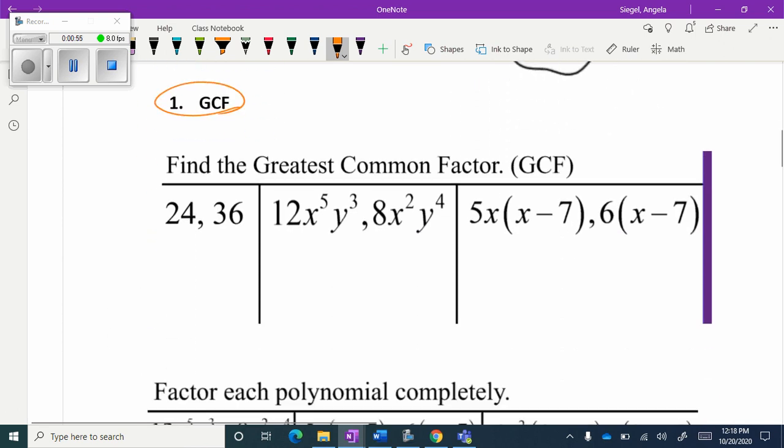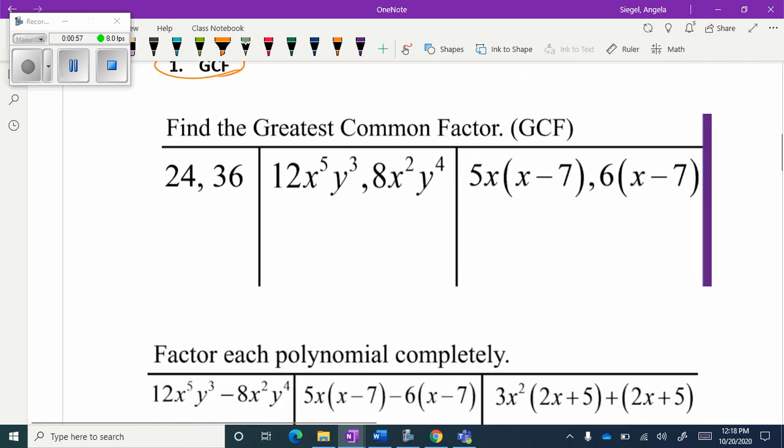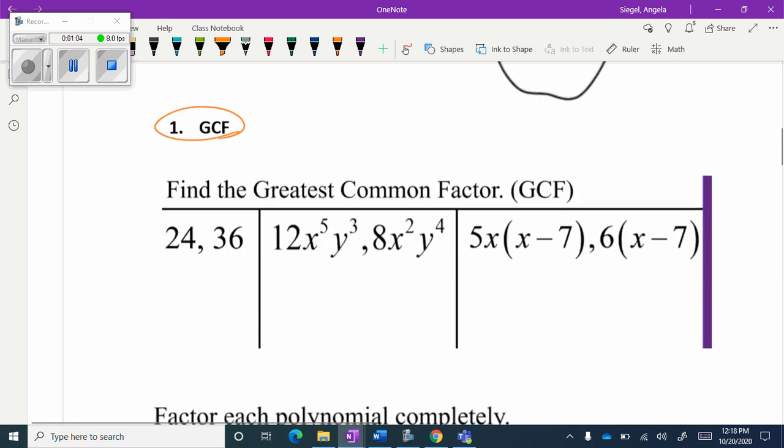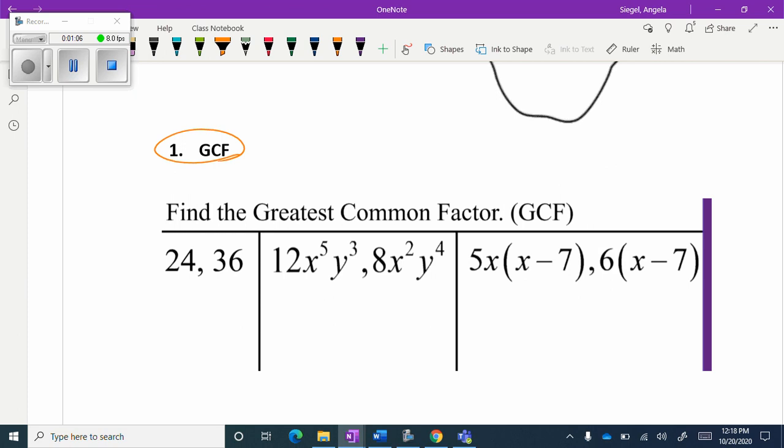So let's go down here and find the GCF in each one of these, and then we're going to move on to factoring out the GCF. GCF is the greatest common factor. So what is a factor of this or this? Think smaller or at most one of these numbers. What is a number that goes into both 24 and 36? What is the biggest one? It is going to be 12.